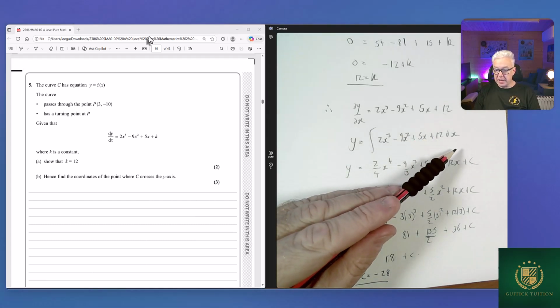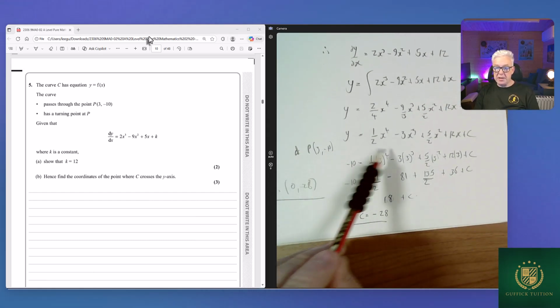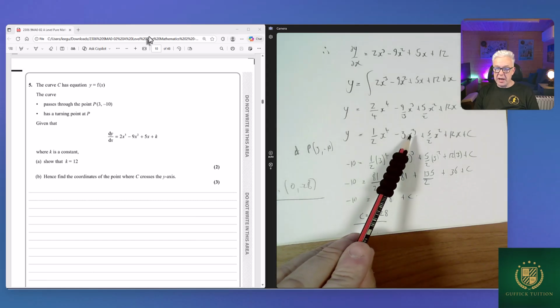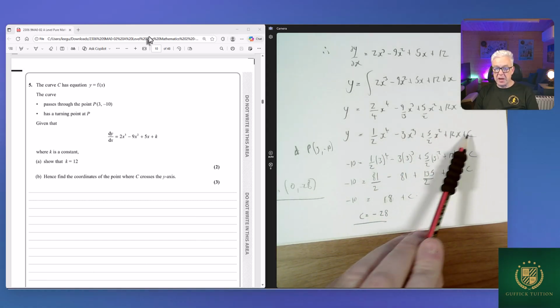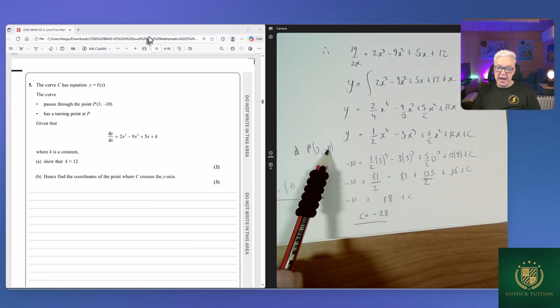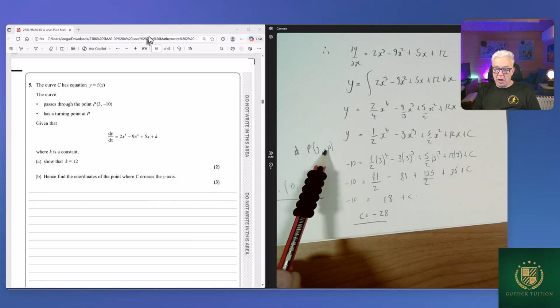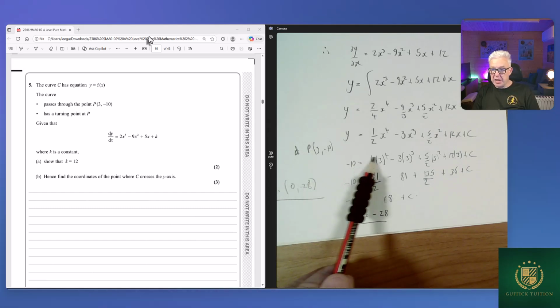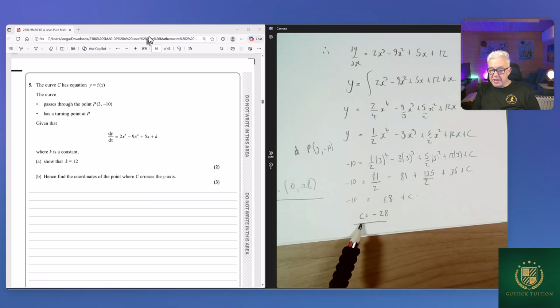and then add c. Okay, that's fine, which simplifies into y is equal to a half x^4 minus 3x^3 plus 5/2 x^2 plus 12x plus c. Now we know that the point (3, -10) lies on this curve, so therefore we can sub in y as -10 and x as 3 in order to work out what c is. And it turns out that c is equal to -28.